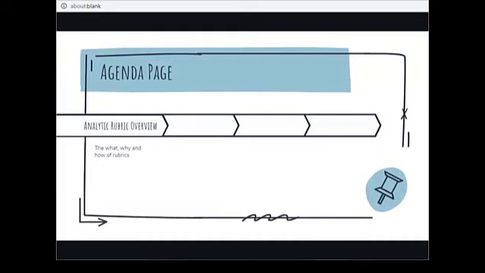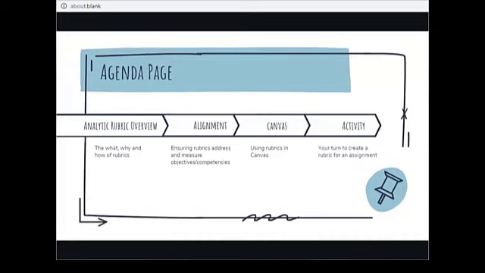We will go ahead and start our session by talking about analytic rubrics, and then how to align our rubrics to ensure rubrics are measuring our objectives and competencies, and how to use rubrics in Canvas. And then after the video has been completed, you can create a rubric for an assignment using the attached activity.